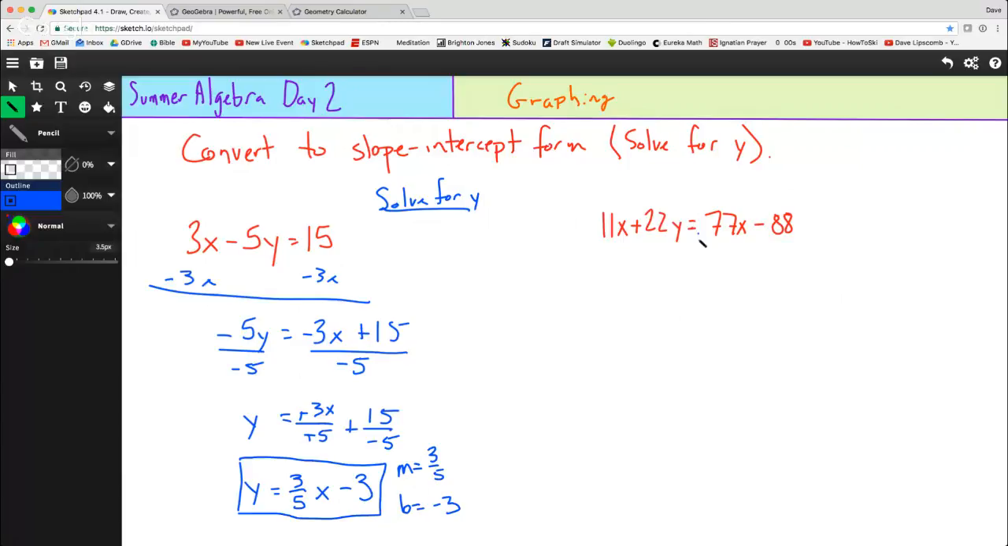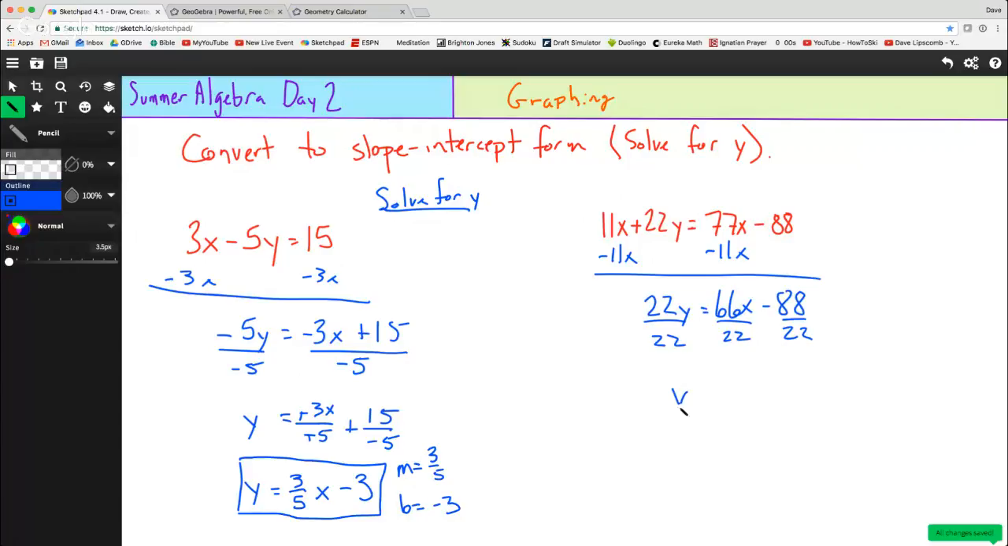Okay, let's do this one. Oh, this is interesting. Let's get those x's over to the right. Subtract 11x from both sides. We get 22y equals 66x minus 88. Divide everything by 22. Now, instead of just dividing, I could write my 22 here and then separate them. Or watch what I can do. I can just divide by 22 like this. Just kind of save a step.